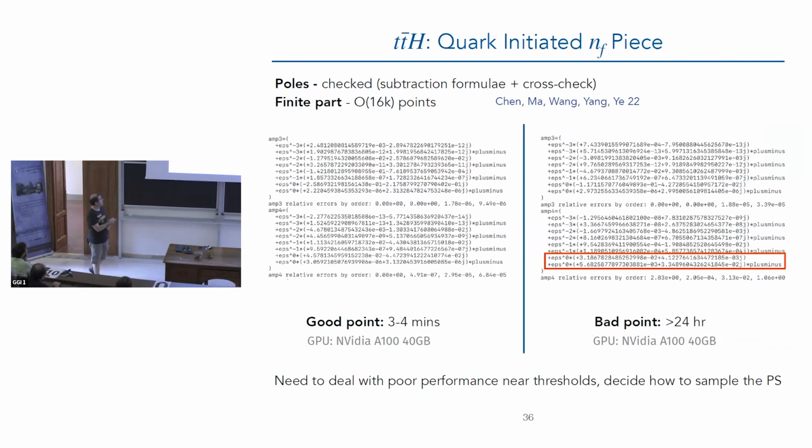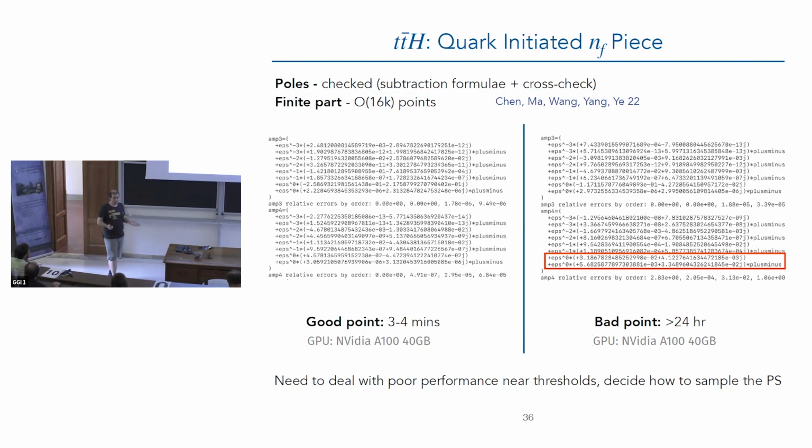For a very good phase space point, so some of our best phase space points, on a GPU, we can compute the entire amplitude to the precision that we requested in around 3 to 4 minutes. So this is not too bad. This may be slower than an analytic result, but you can perhaps do physics with this.